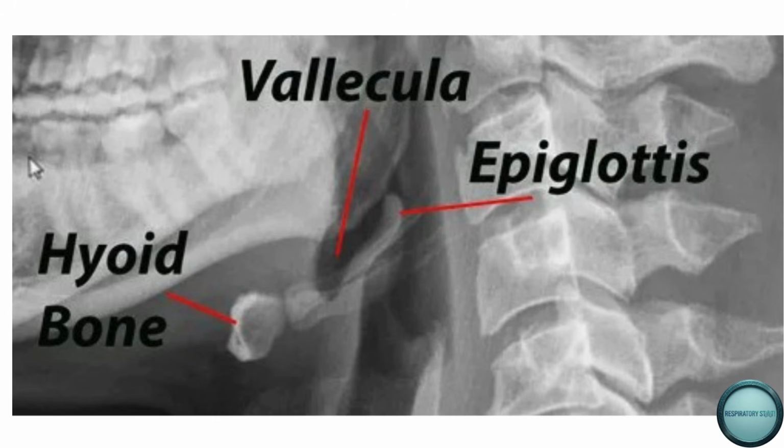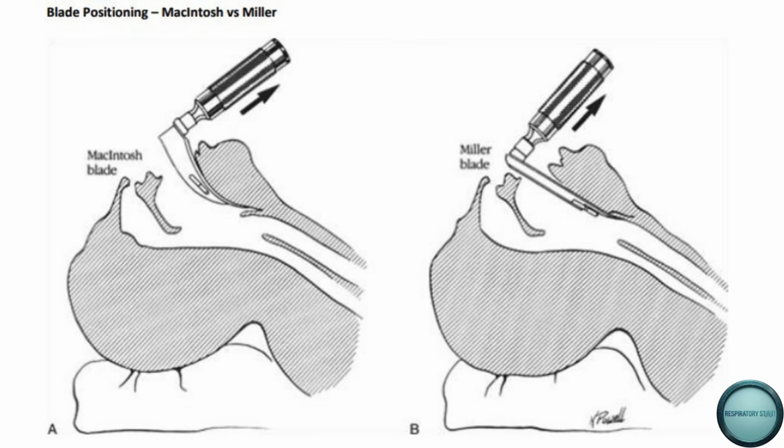Now, back to our hook question. Look at this x-ray. See the small space between the base of the tongue and the epiglottis? This is the vallecula. When you use a Mac blade, the tip goes into the vallecula. You press forward to engage the hyoepiglottic ligament, which pulls the epiglottis up. If you use a Miller blade, you pick up the epiglottis directly. Know your blade, know your anatomy.